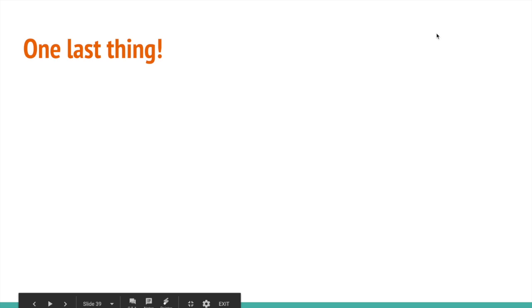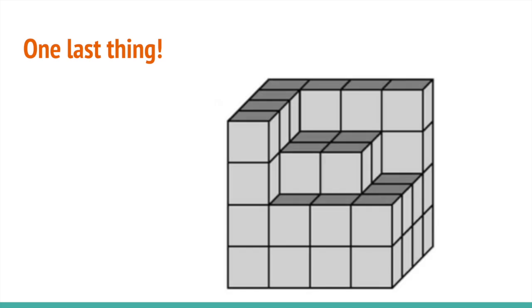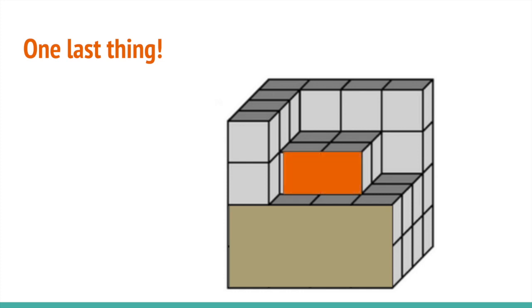Okay, we have one last thing we need to talk about. It's how to find how many units are missing to complete a shape. So if you had this shape, you could use what we've learned about composite figures to find the volume. First, you would find the volume of this entire bottom piece. 2 times 4 times 4. That equals 32. Then I would find the volume of this little chunk. 2 times 1 times 2. That's 4.